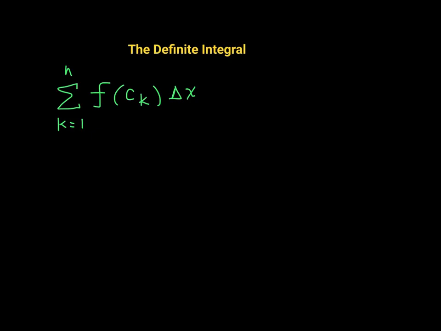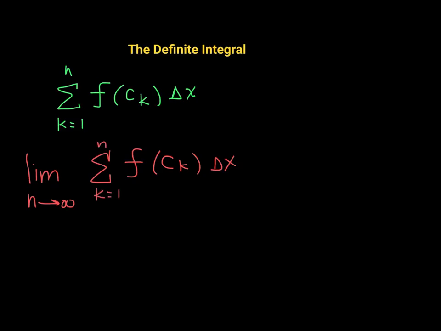Now, if we let the number of rectangles go to infinity, and we allow delta x, the width of our rectangles, to approach 0, then we can consider the limit as n goes to infinity of the sum of f of c sub k delta x as k goes from 1 to n. This is our definition of, or what is meant by, the definite integral from a to b of f of x dx.